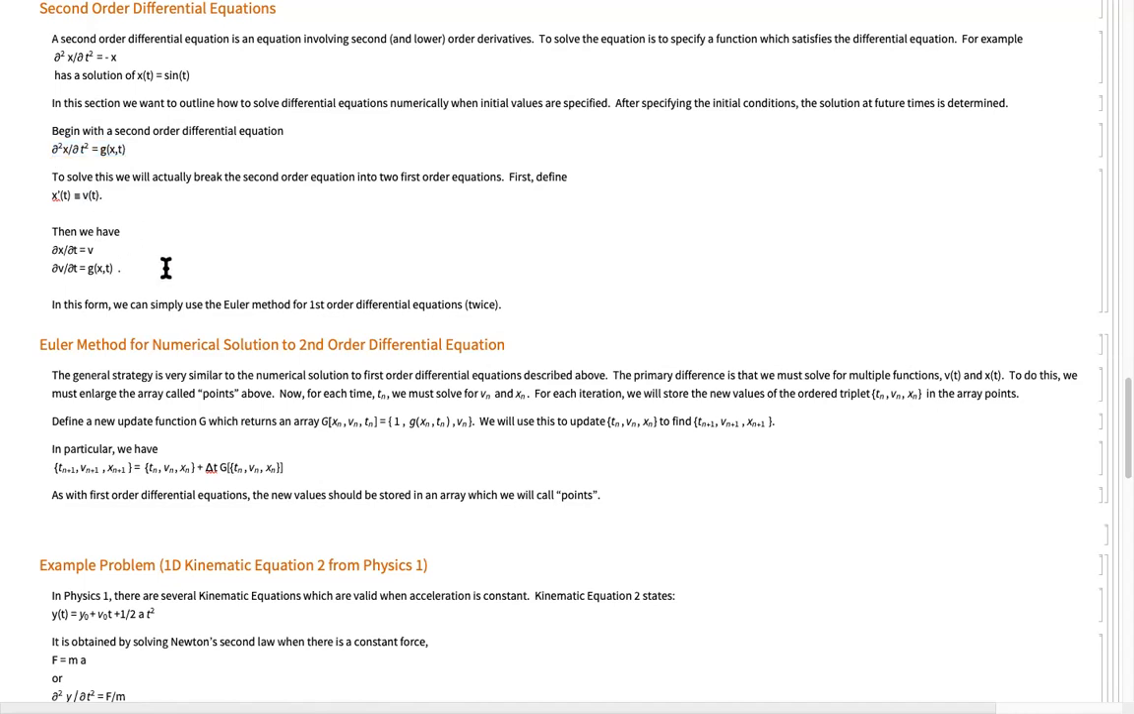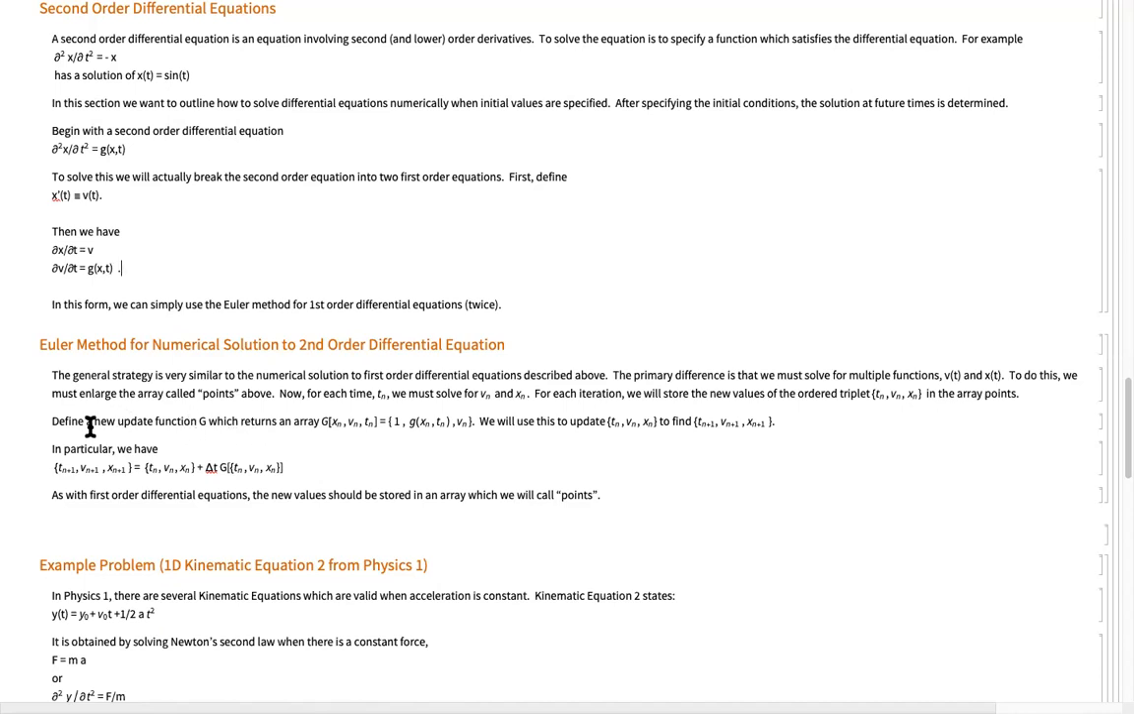So they're equivalent, but this just allows us to recycle our previous code. Okay, so the strategy now is basically the same, except we don't have to update just time and our function. We have to update time, the derivative of our function, and the function. So we have to do 3 updates at each iteration in the loop.